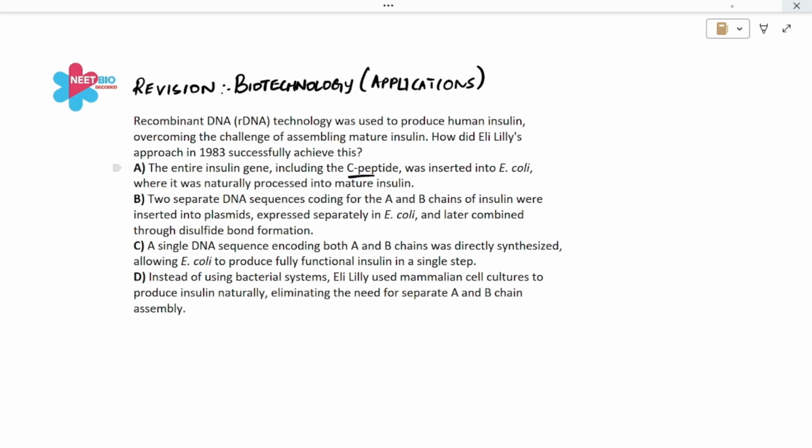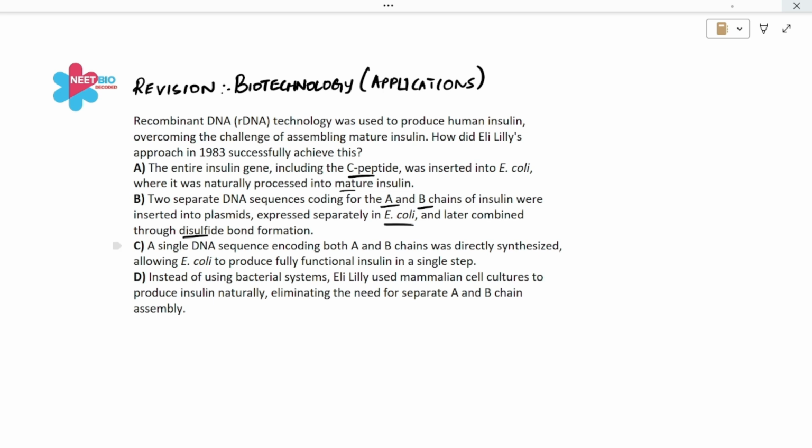The entire insulin gene, including the C peptide, was inserted into the E. coli bacterium where it was naturally processed into mature insulin. Then let's look at option B. Two separate DNA sequences coding for the A and B chains of the insulin were inserted into the plasmids, expressed separately in E. coli, and later combined through disulfide bond formation.